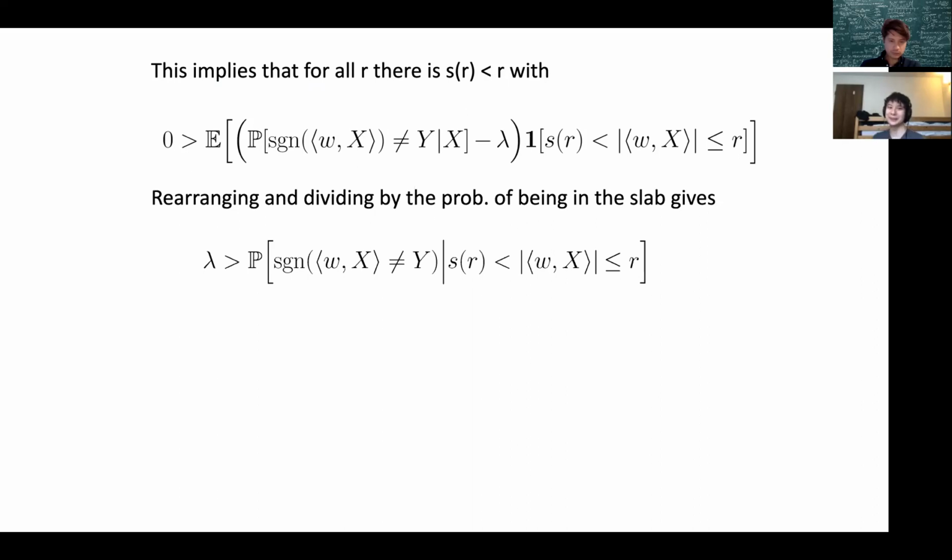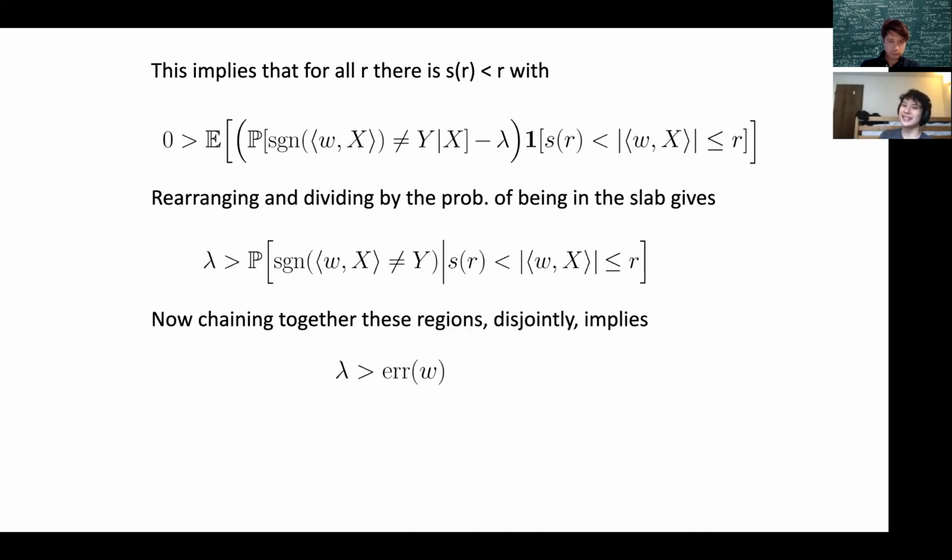So we get lambda is an upper bound on your 0, 1 loss in this region, which is not a slab, not an anti-slab, it's like an annulus. So you look at points that are not within S of R of the decision boundary, but also not further than R. And why is that useful? By putting together a bunch of those regions, you can actually just cover the entire space.